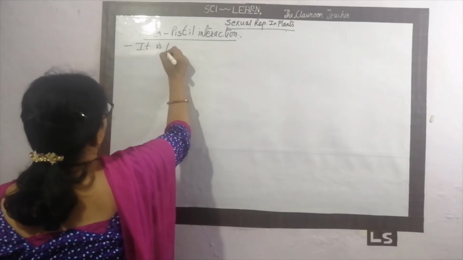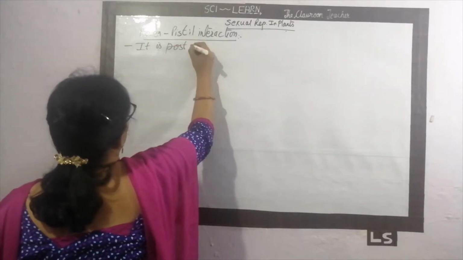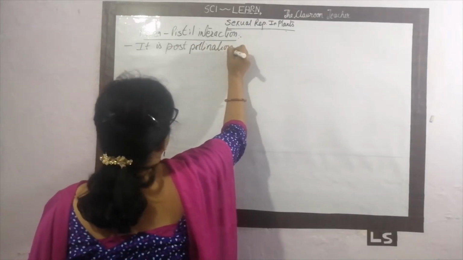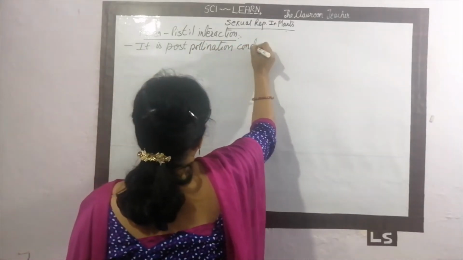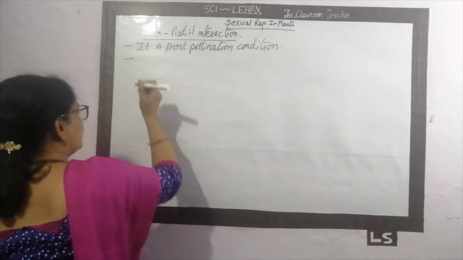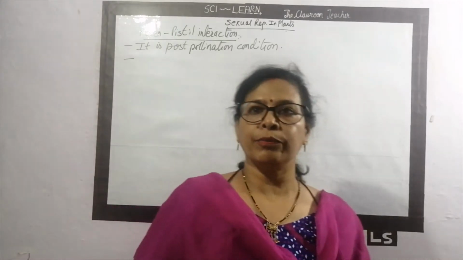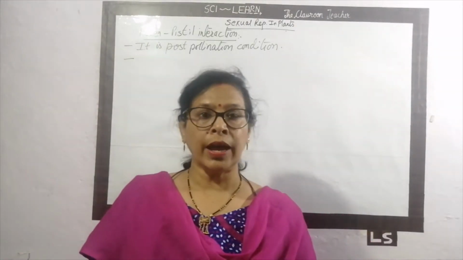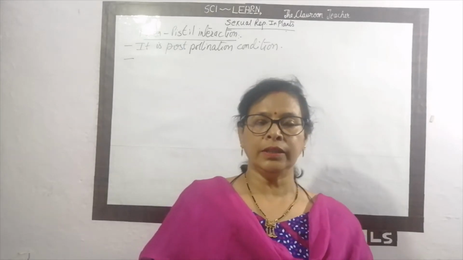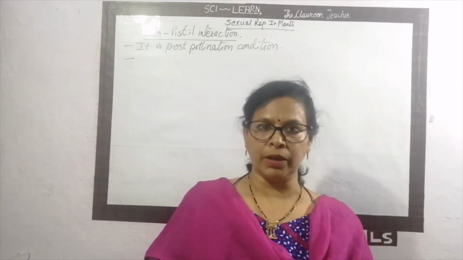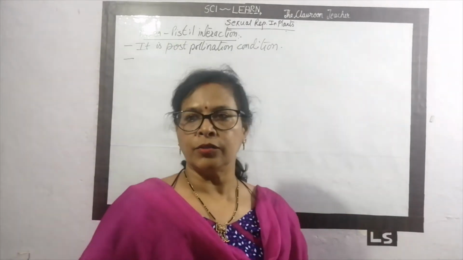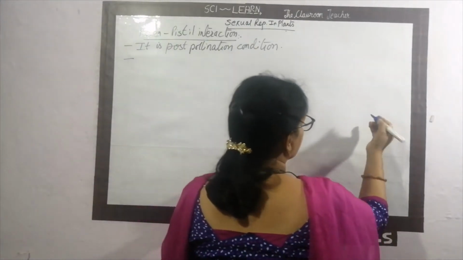It is a post-pollination condition. Post-pollination means after the pollination. What happens? The male part develops the pollen, the female part, the stigma, gets mature, and pollen reaches the stigma of the female flower. When the pollen reaches the stigma, this interaction is generated. What is the process that is going on? Let's look at that.